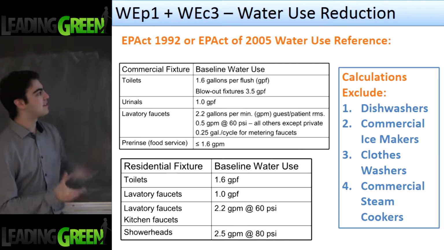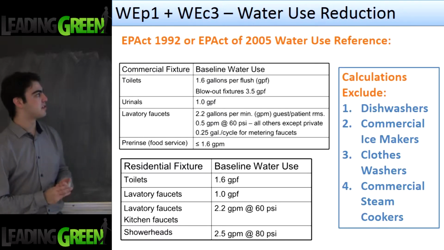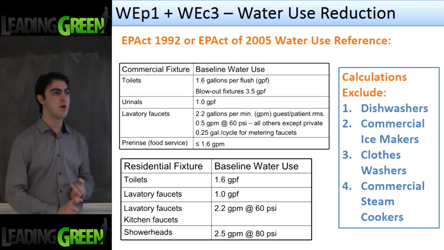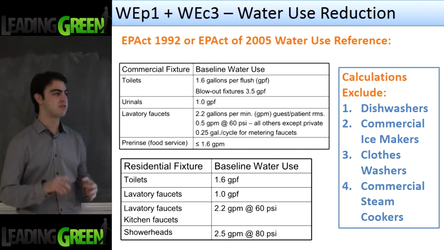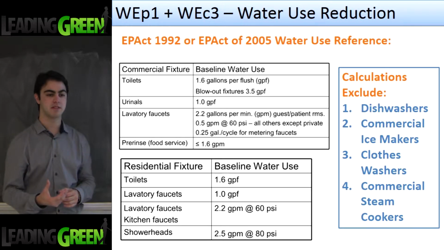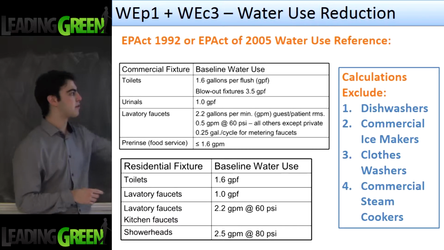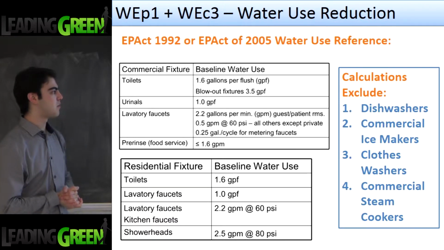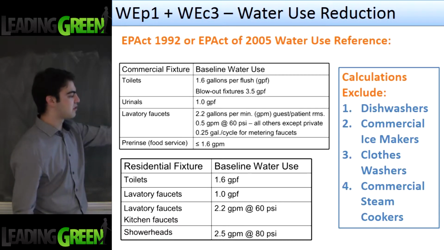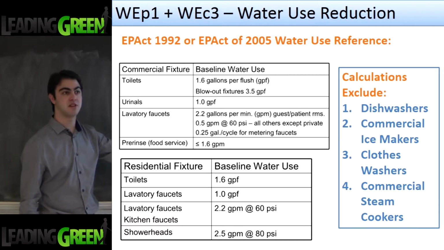Here are our baseline water fixture uses. So toilets, 1.6 gallons per flush. Urinals, 1 gallon per flush. Lavatory faucets, 2.2 gallons per minute coming out of it. All right, and if you have pre-rinse, anything less than 1.6 gallons per minute, 30% for the point. And then residential, the only thing different here in between a residential and commercial building are shower heads. All right.